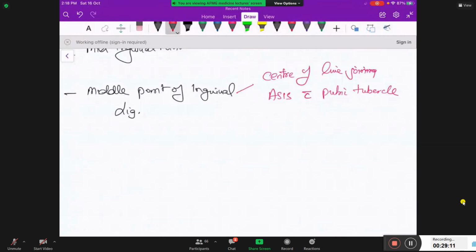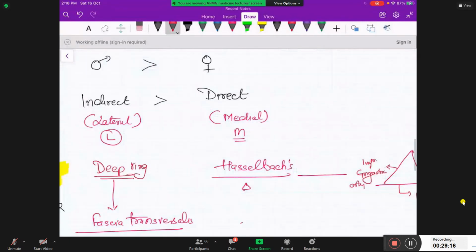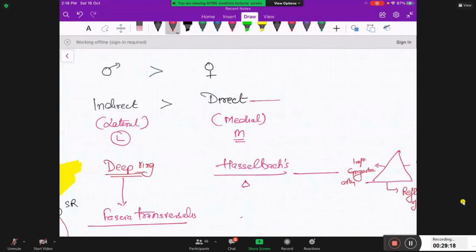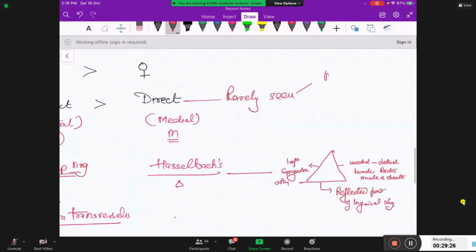So these are the boundaries of a Hasselbach triangle. Direct hernia, very important, is rarely seen in pediatric patients and in females.